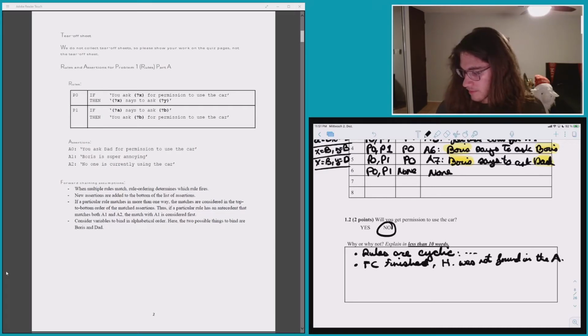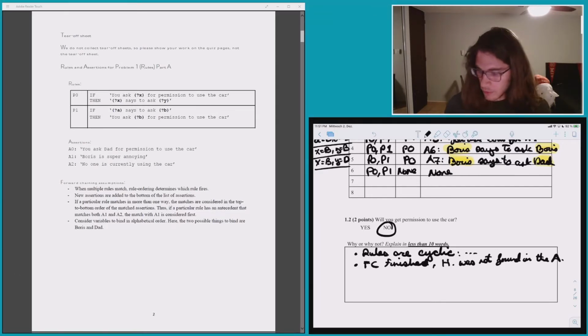Abbreviated A. So all the possible assertions were produced given the original assertions and the rules, and we never found one that says you got permission to use the car.